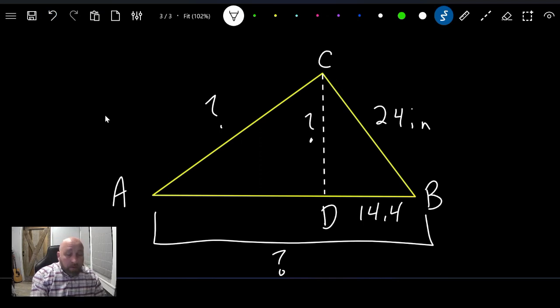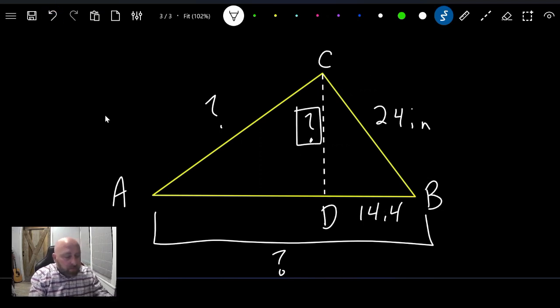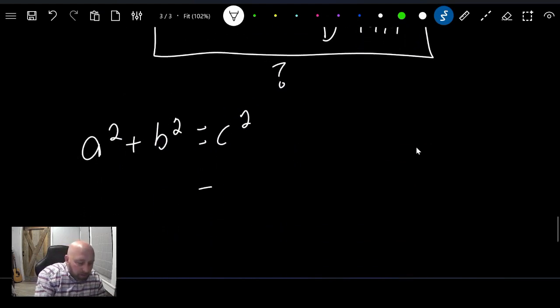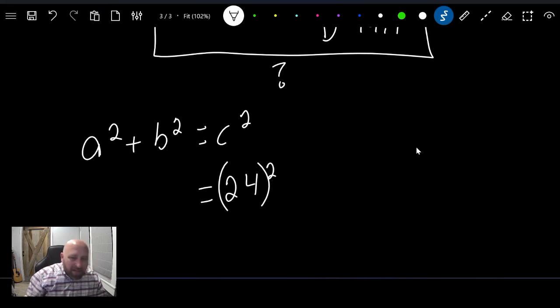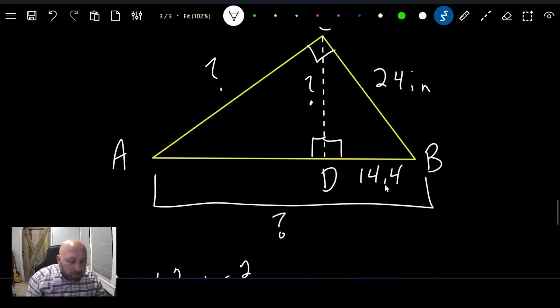So there you go. Where are we going to start? Well, I might as well start with this little triangle right here. Let's find DC first. That one makes sense to me. So this is going to be a squared plus b squared equals c squared on this little triangle. Plug in our numbers. 24 inches is our hypotenuse, so that's going to be equals 24 squared. You have to put the parentheses around it because it's not just the 4 that's getting squared. It's the whole 24.